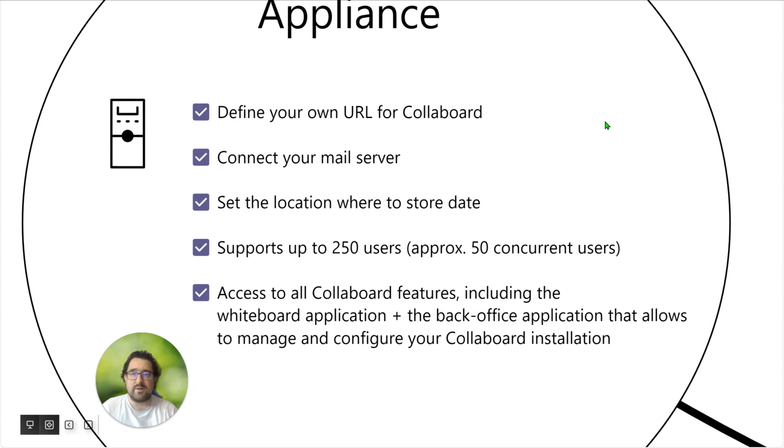The virtual appliance is super easy to set up. You just need to define your own URL for Collaboard. Collaboard is a web-based application, meaning everybody can access it via the server. You need a mail server because there are some cool notification features inside Collaboard to notify users what has happened on the board.